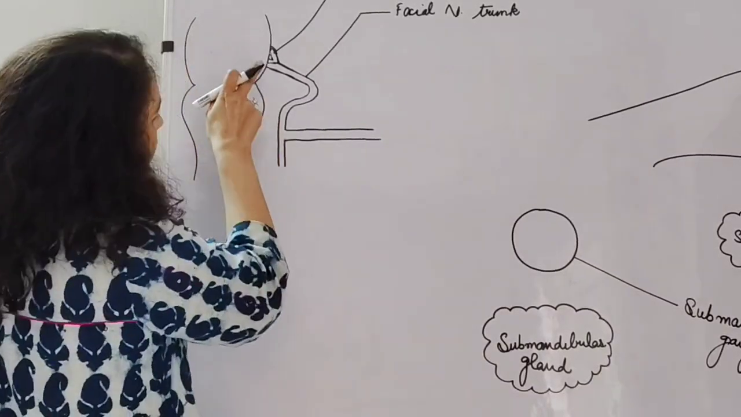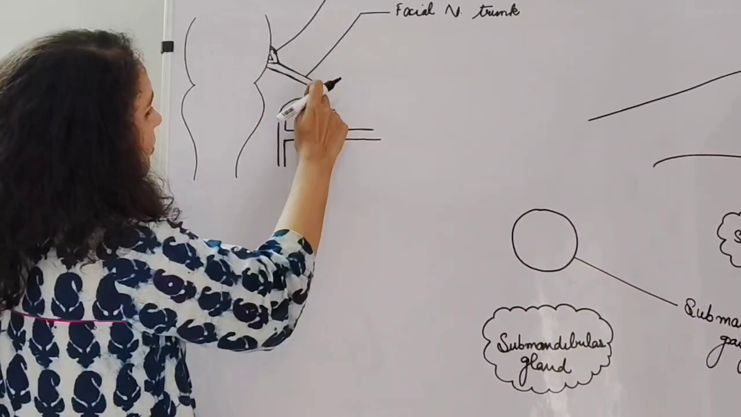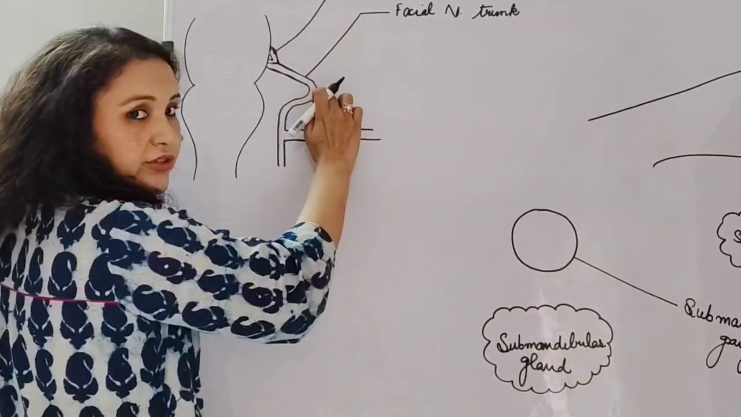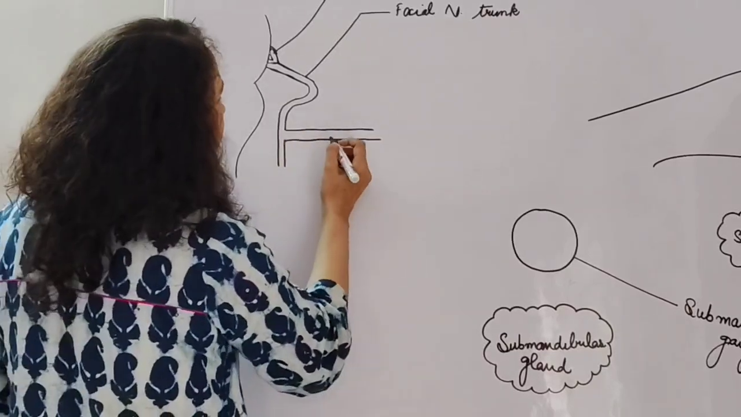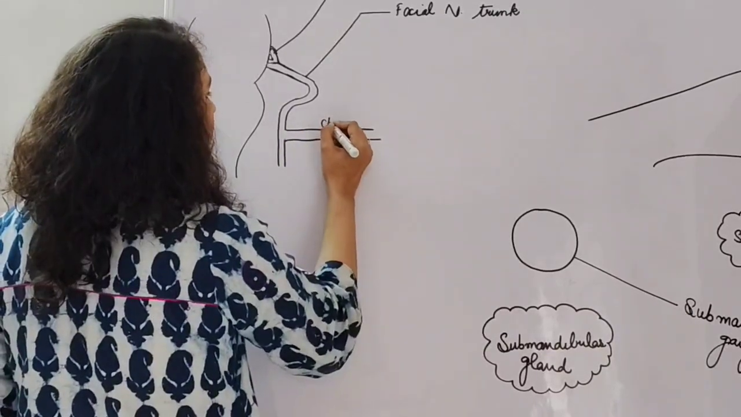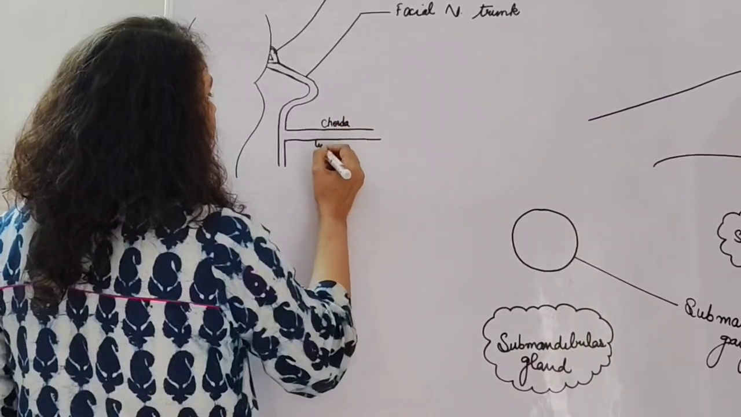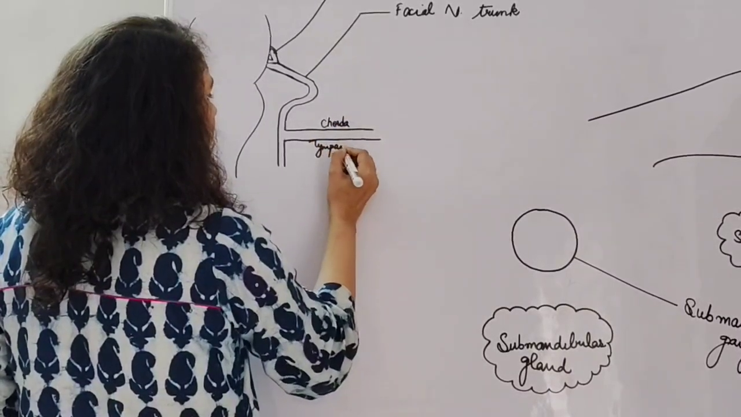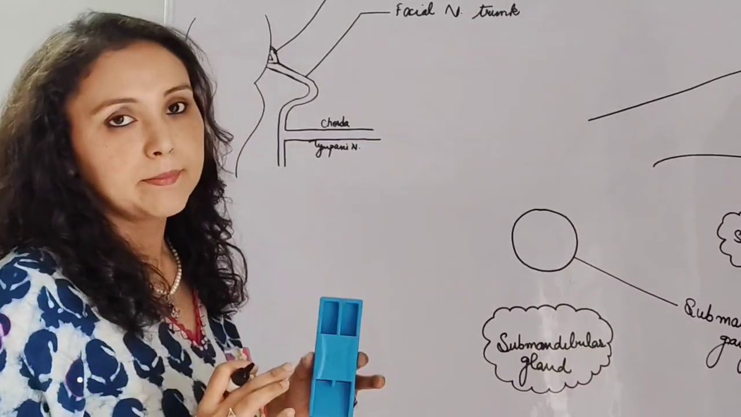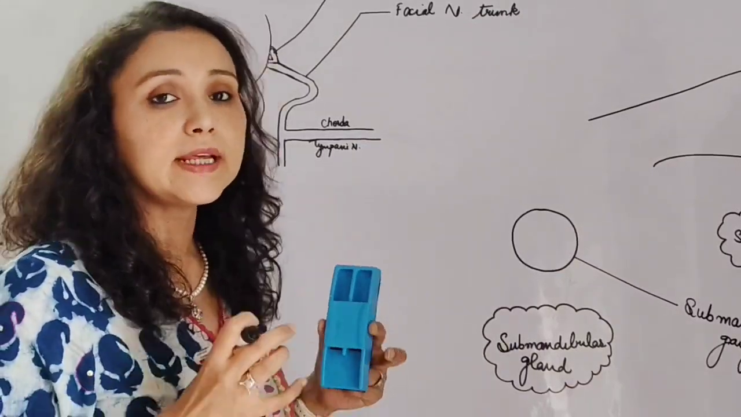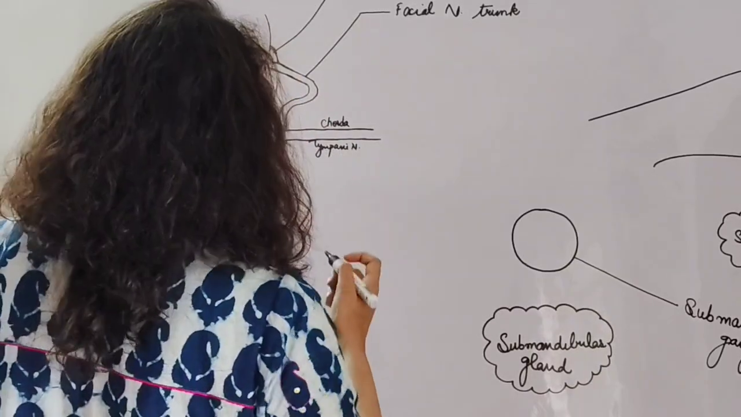I repeat this thing. This is a facial nerve, motor root, sensory root, both joined to form the main trunk. The first genu, then another bend, then the vertical part, and this is the chorda tympani nerve. Now this chorda tympani nerve is acutely joined by the lingual nerve. It is joined by the lingual nerve.